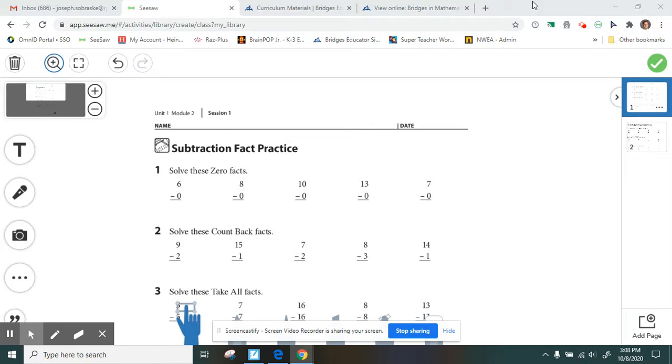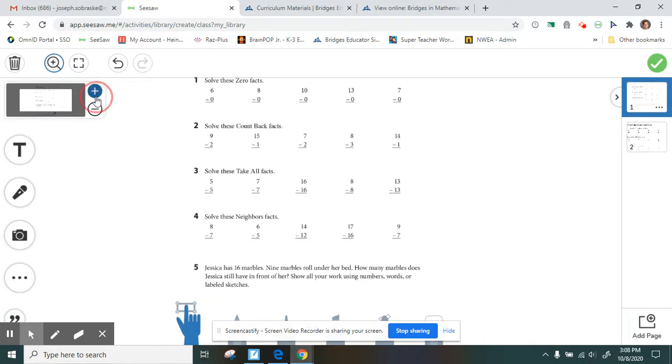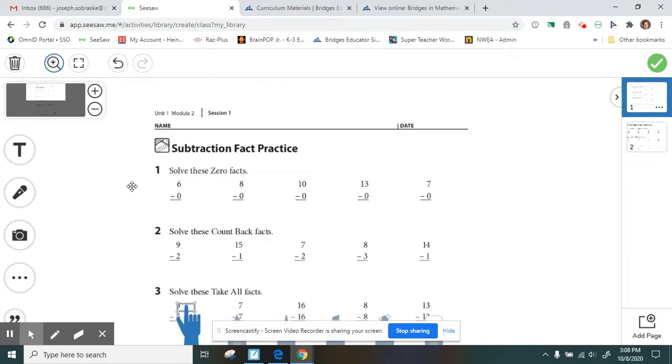So today you're going to click add response and you're going to get a sheet that looks just like this. Okay. And you can zoom in and out. I suggest zooming in. And number one says solve these zero facts. So it kind of starts with the easy ones. I hope that you remember this. 6 minus 0 equals 6.